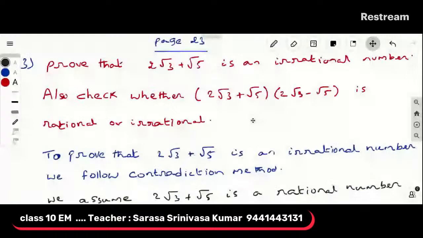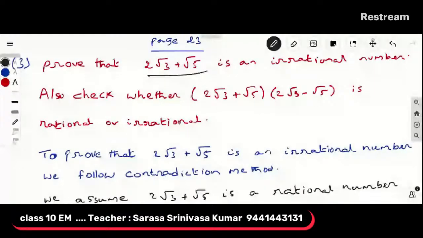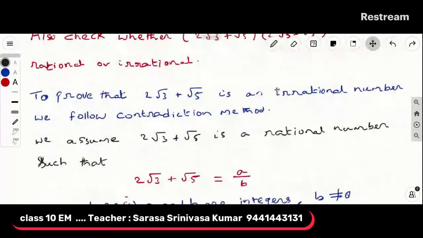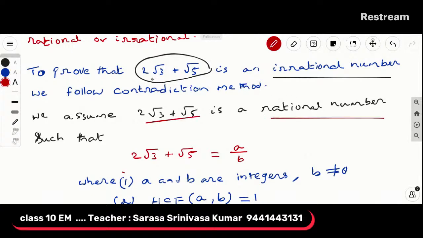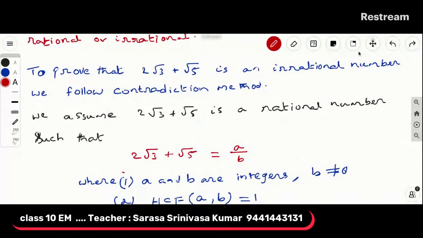Prove that 2 square root of 3 plus square root of 5 is an irrational number. To prove this result, we follow the contradiction method. In the contradiction method, we assume that the given statement is not true. We have to prove that the given number is an irrational number, but we assume that the given number is a rational number. This is the contradiction method.